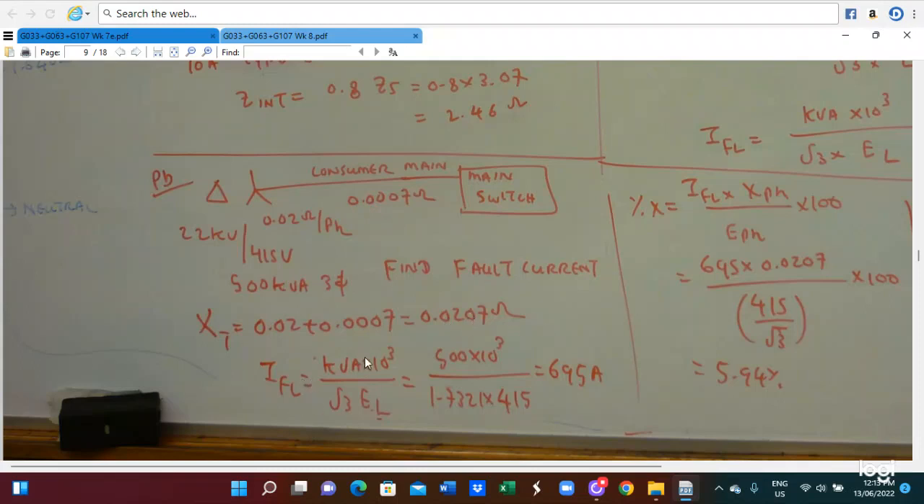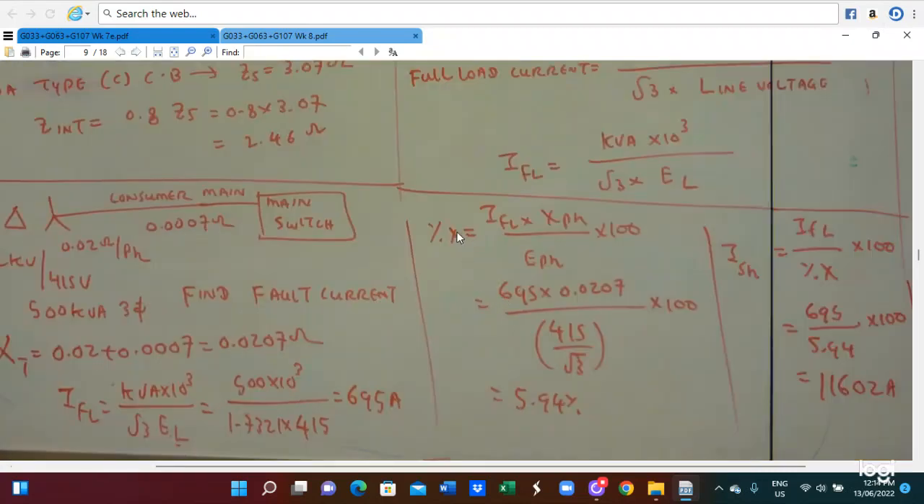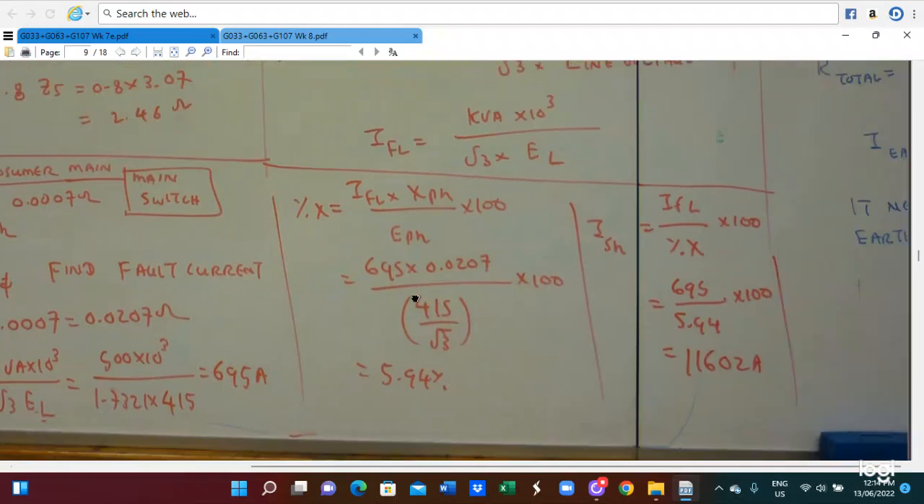IF is kVA times 10 to the power 3 divided by root 3 times ES. So 500 times 10 to the power 3, divided by 1.732 multiplied by 415, you get 695 ampere. Then we find the percentage: IF times the impedance divided by 415 divided by root 3, multiplied by 100, so you get 5.94. Then ISA equals IF divided by the percentage, times 100. So 695 divided by 5.94 times 100 gives 11602 ampere.